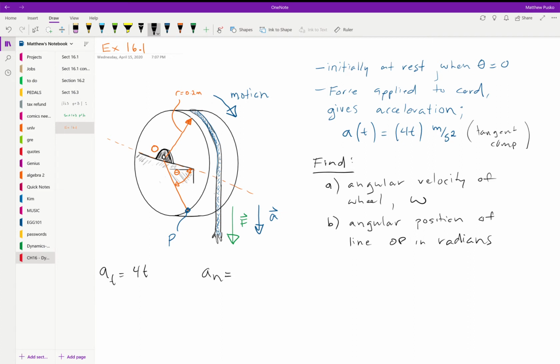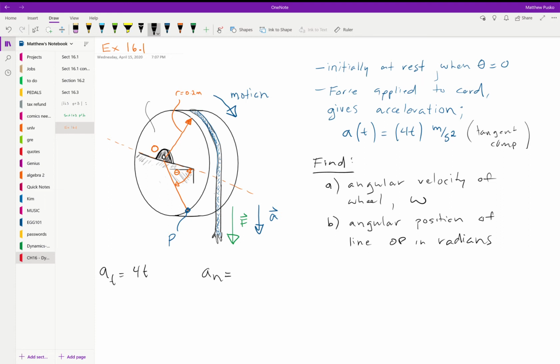Hey y'all, this is the first example in chapter 16.1. We have a wheel, which soon will have some mass to it, and we're going to see how torques affect that. But right now we're just looking at the relationships of position, angular velocity, and angular acceleration.